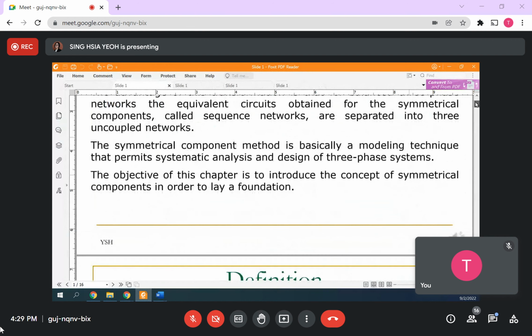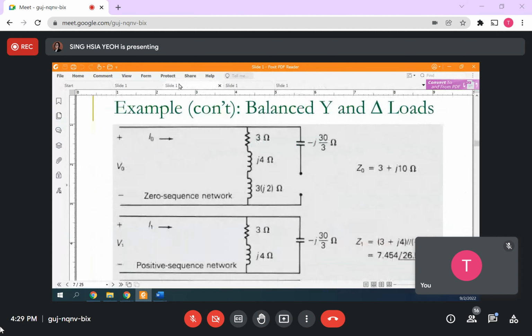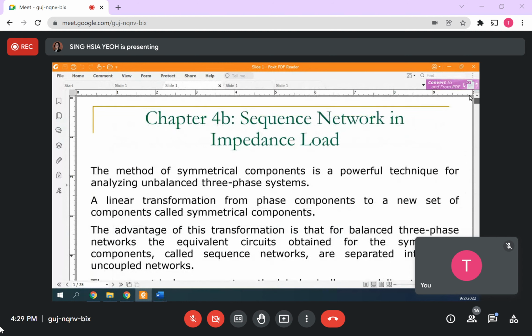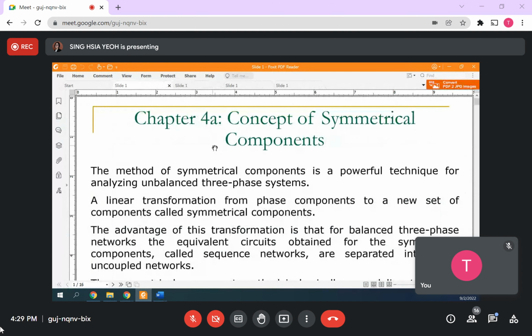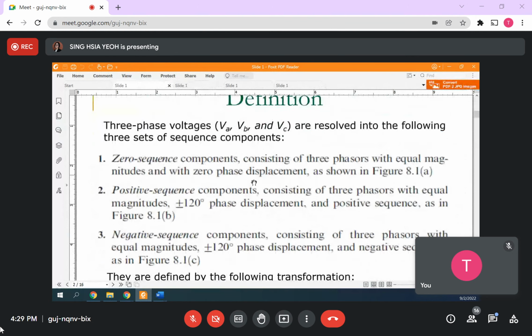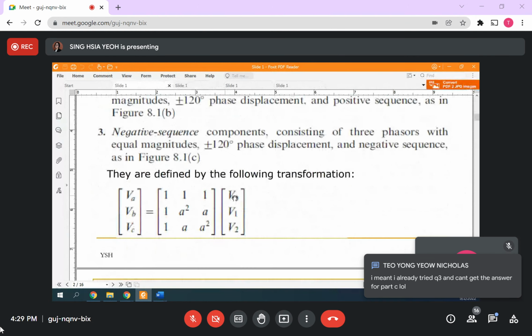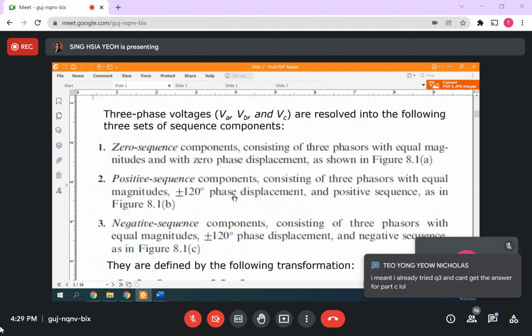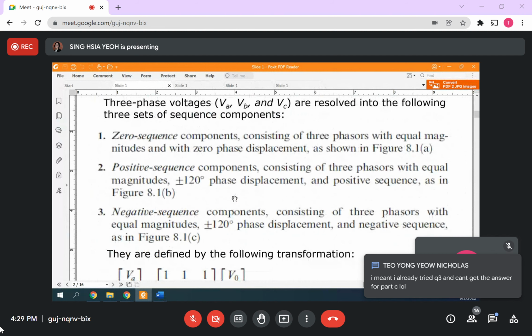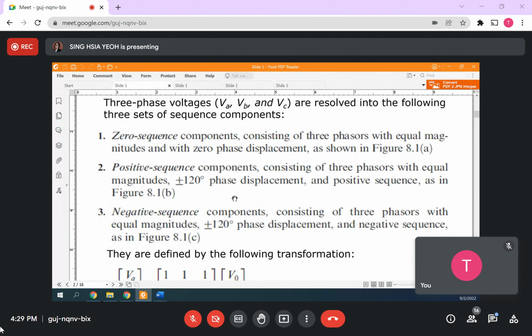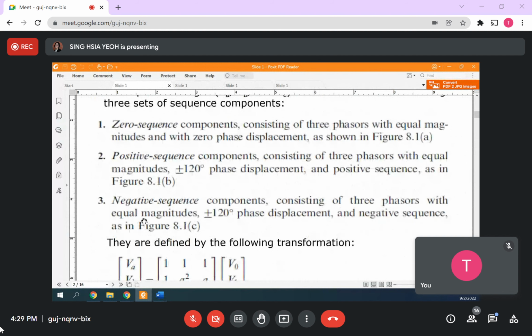Okay. Chapter 4A and 4B are actually very easy. I don't want to go into detailed explanation; you can refer to the recorded video. But the main concept here is that we have zero sequence, positive sequence, and negative sequence.